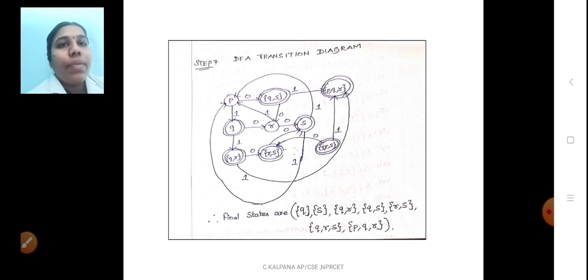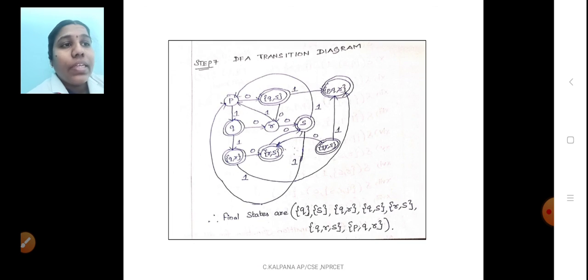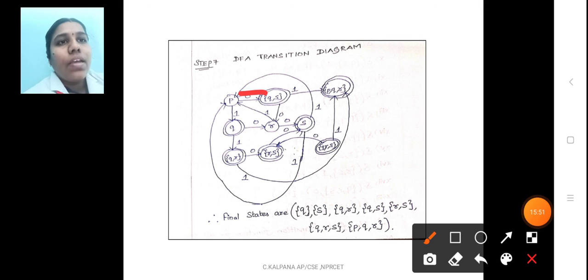Now draw a transition diagram based on this table. So consider the input p comma 0, answer is q comma s. So draw q comma s as a single state. Don't separate the state q and s. So p comma 0 moves to q comma s. P comma 1, what is the answer of p comma 1? P comma 1, answer is q. Okay. Then start from q comma s. Mark 0 here. Q comma s comma 0, answer is r. Then q comma s, for the input one is pqr. And draw here q comma 0 is answer r and q comma 1 is q comma r.